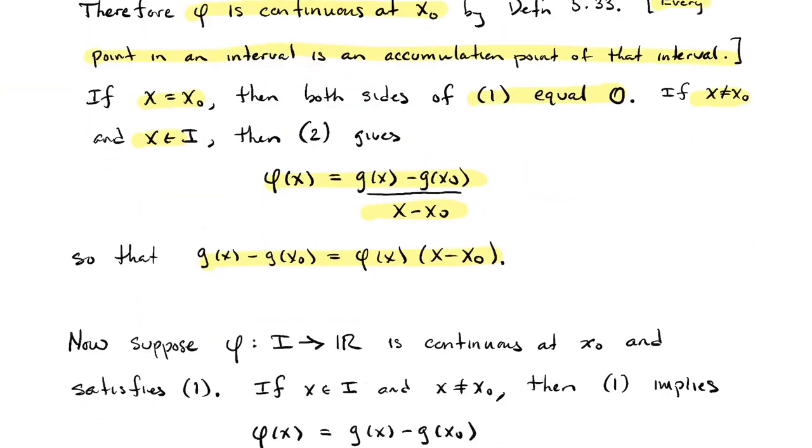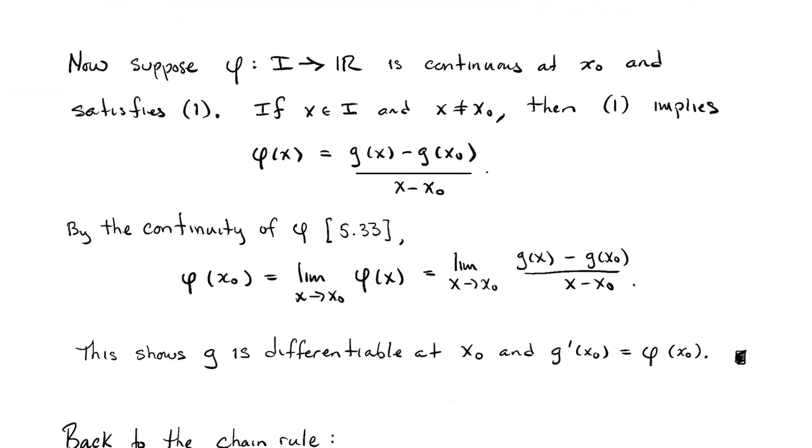So now we have to prove the converse. Now we're going to suppose that I've got this function phi, that it's continuous at x naught and satisfies that Carathéodory equation up there. And then my goal is to show that g is differentiable and that its derivative at x naught is equal to phi of x naught. If you take some point in the interval that's not equal to x naught, divide both sides of equation 1 by x minus x naught, and we get that phi is equal to that expression. Phi is a continuous function.